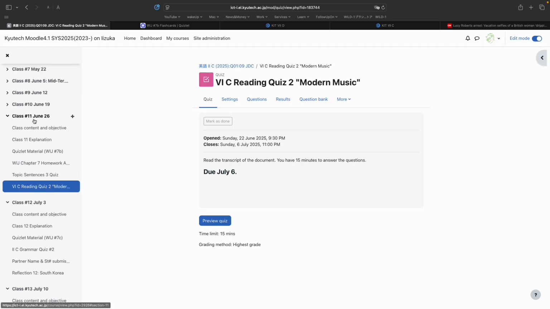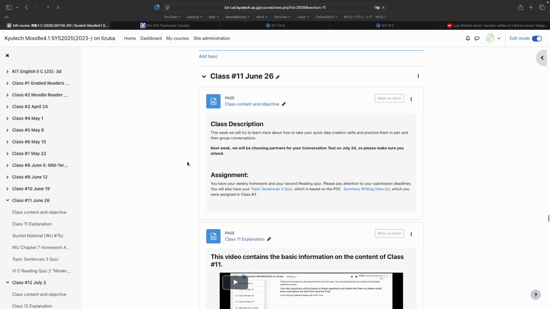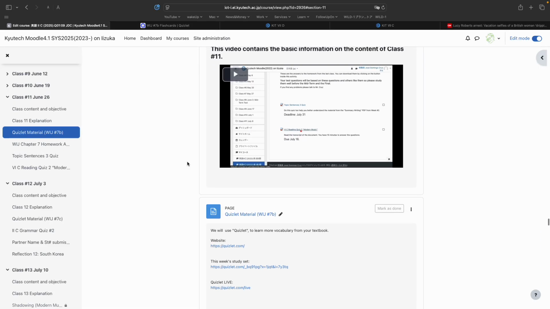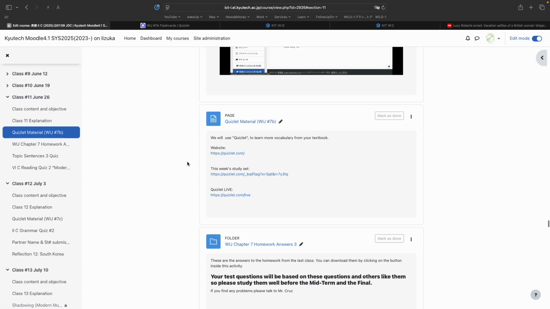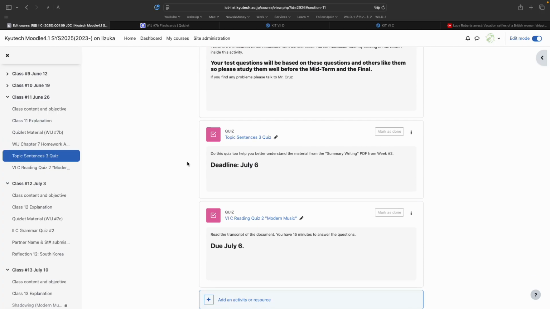Now, both of these, if you look here, both of these are due on July 6th. Okay, so 3 days after next week's class. Don't have that much time, but it's enough time to take the quiz 3 times. Do your best, and Moodle will record your best answer.